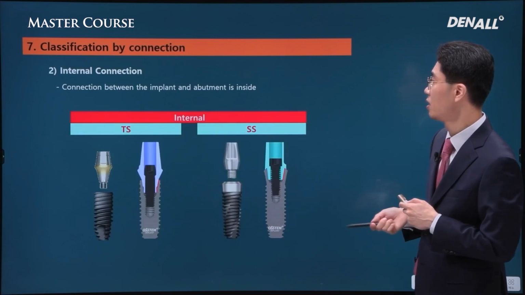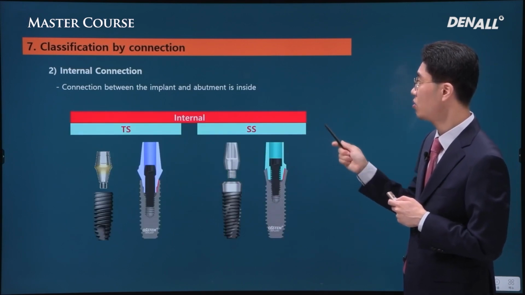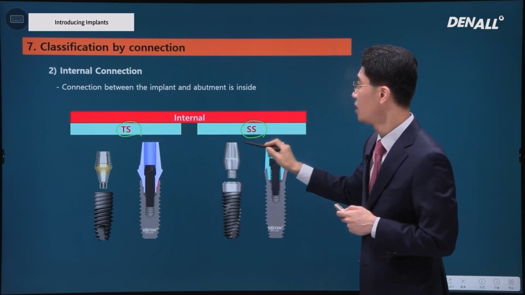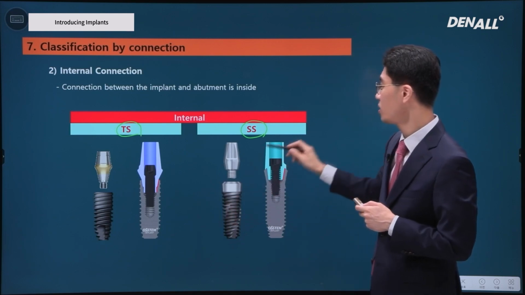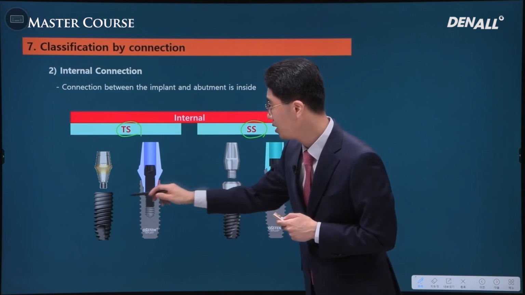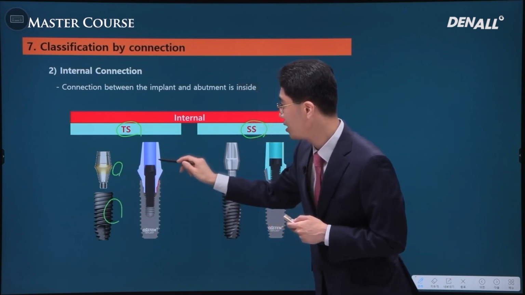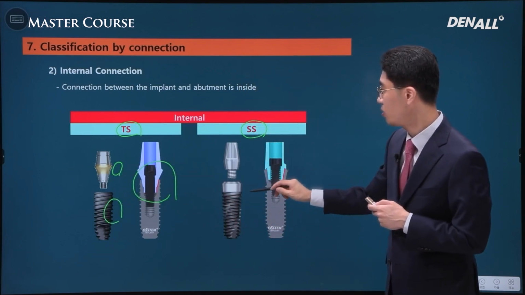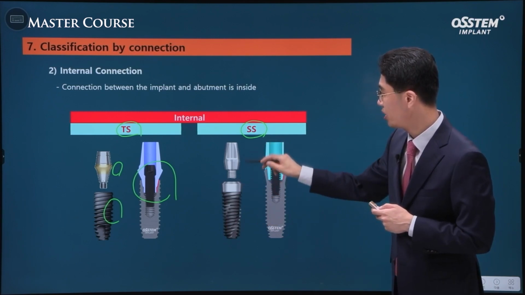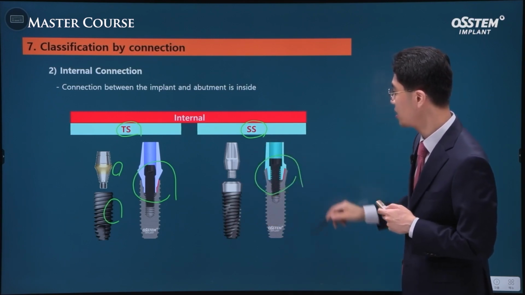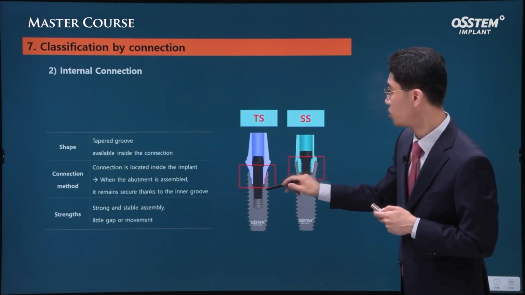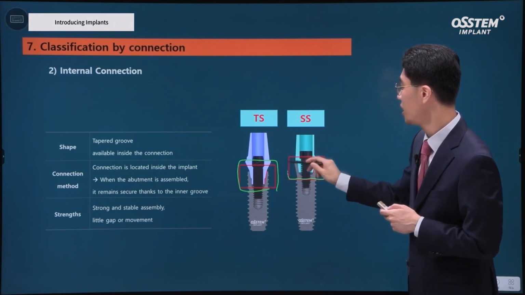In internal connection, there's TS and there's SS. TS type is bone level implant, and this one is tissue level implant. As mentioned, the implant and abutment is connected like this. As for SS implant, when placing implant for one-stage surgery, when connecting abutment, it will be like this. If you look at the connection area, you can see the difference, and it will help you understand.